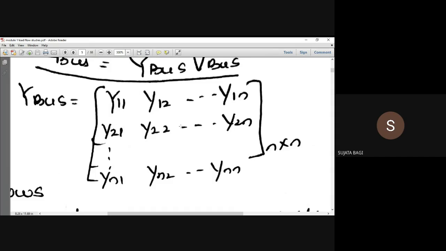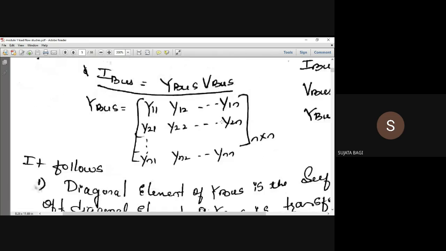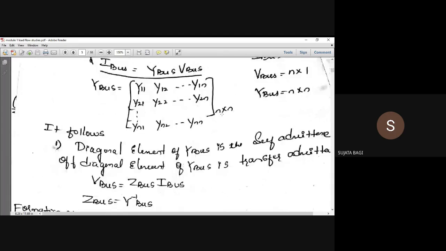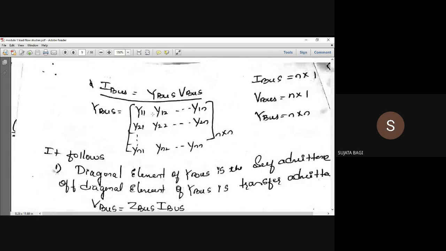Y11, Y22, Y33, Y44, all are diagonal elements. Remaining all are what? Off diagonal elements. So it consists of self admittance as well as mutual admittance. Diagonal elements are nothing but self admittance, and this is mutual admittance.